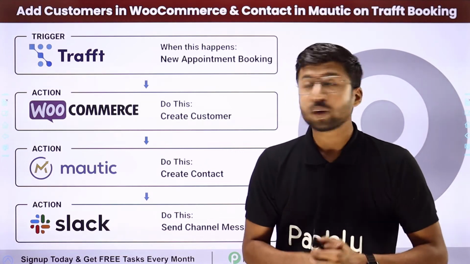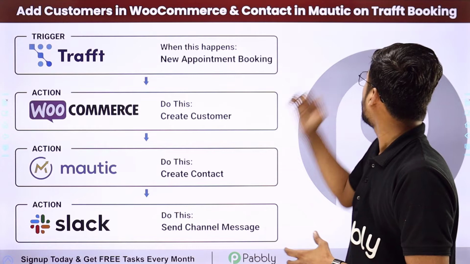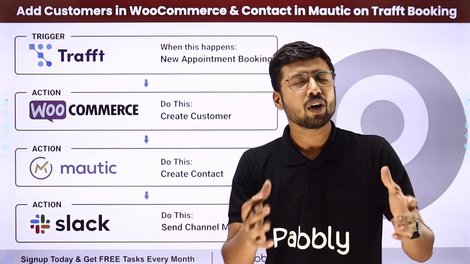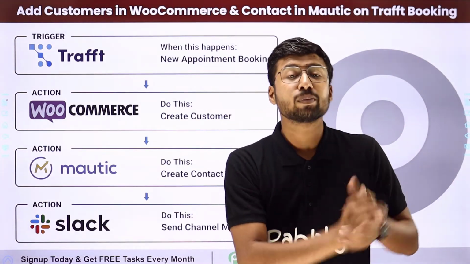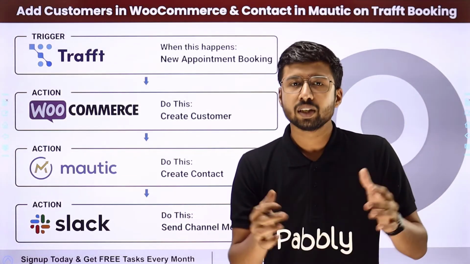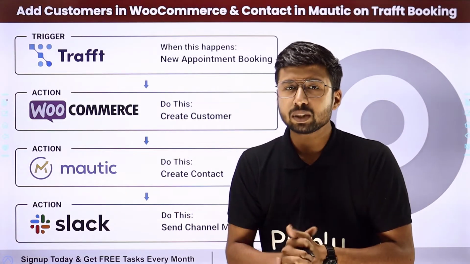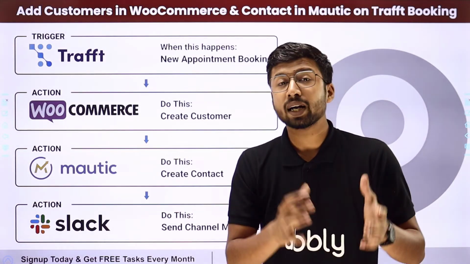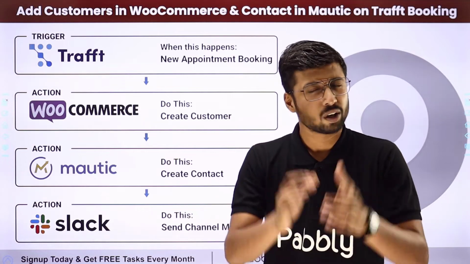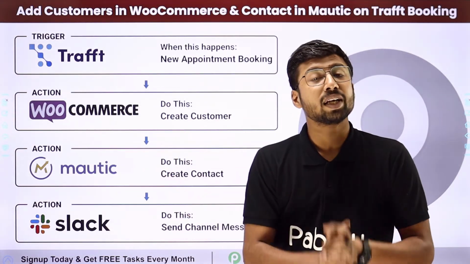So in this video, we are going to learn how to add customers in WooCommerce and contacts in Mautic on Trafft Booking. Let's say you have created a booking page, a booking website using Trafft, and you want that whenever you receive a new booking over there, the customer who has booked an appointment with you on Trafft, you want to add that same customer in WooCommerce and you want to add that customer as a contact in Mautic. Also, you want to update your team members on Slack regarding the new appointment booking as well.